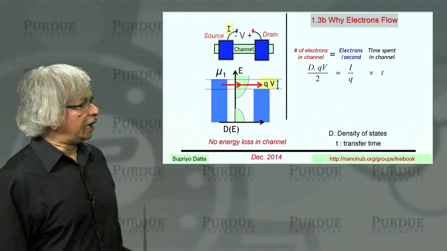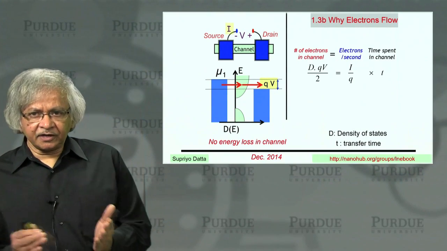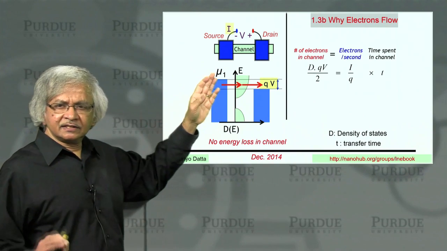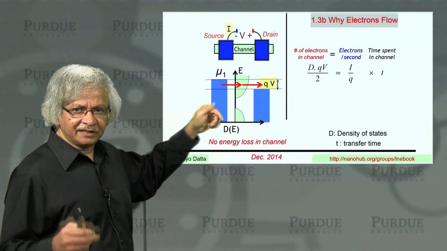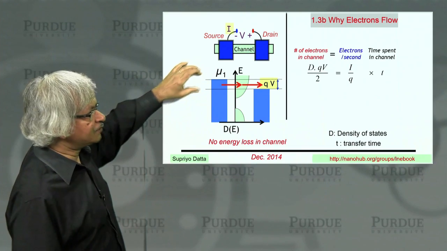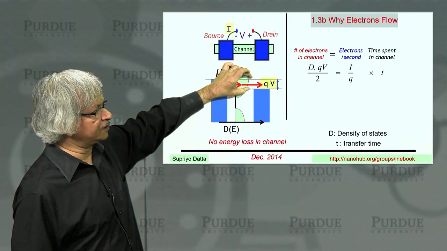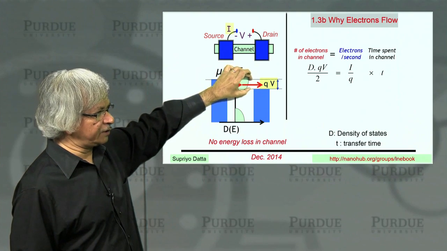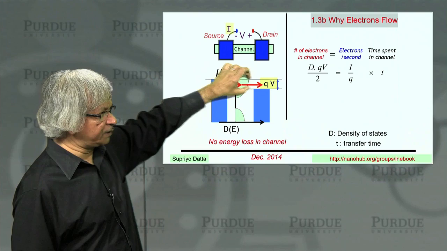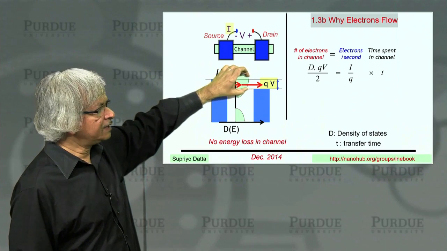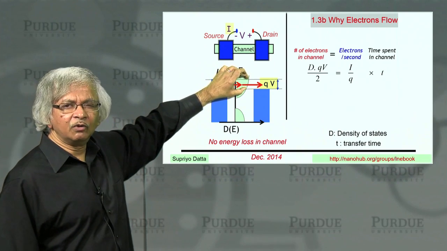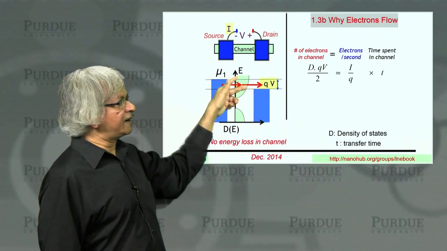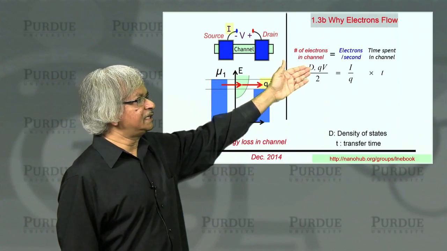Okay. Now, let's try to make this quantitative. Let's try to get an expression for the current. Let's first do this approximately, and in the next slide, I'll do it a little better. So first, let me assume that over this entire energy window, which is opened up by this applied voltage, the density of states is almost constant. So how many states do we have in this window? Well, it will be D times QV.